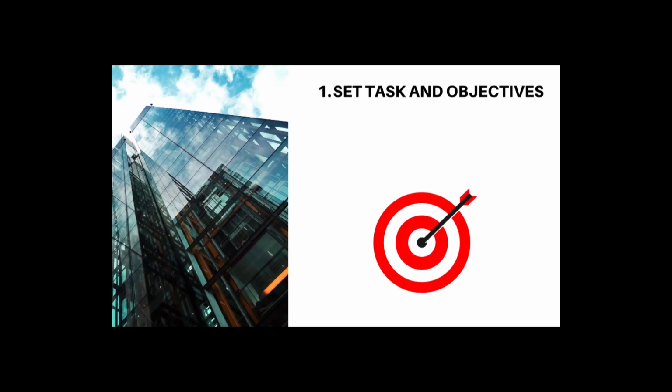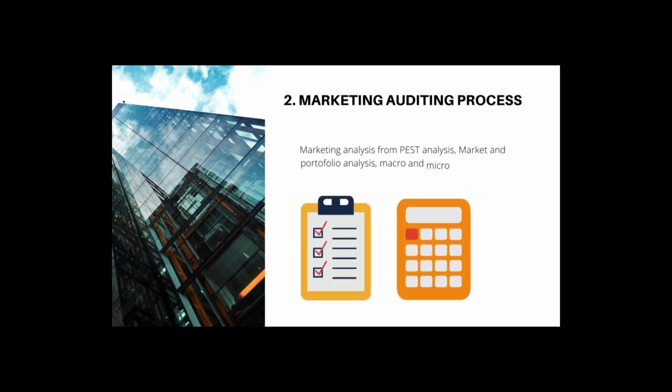So after we know the traditional marketing concepts, let's move on to the basic marketing planning process. First is to understand the company's vision and objectives, so the marketing effort is defined and effective. After that is done, we can move on to the marketing auditing process, which is basically marketing analysis from past analysis, market and portfolio analysis, macro and micro environment analysis, and SWOT analysis.